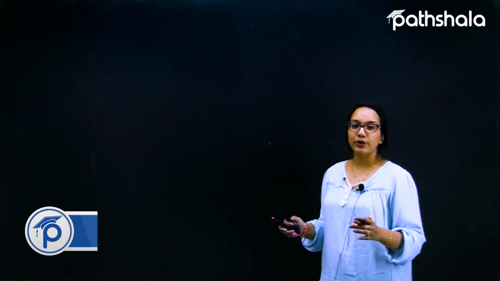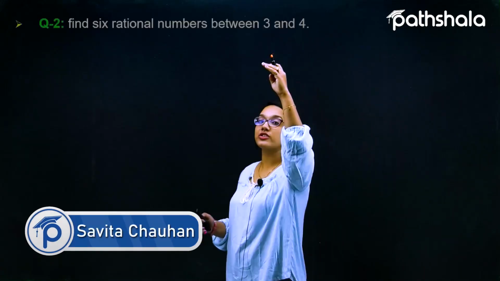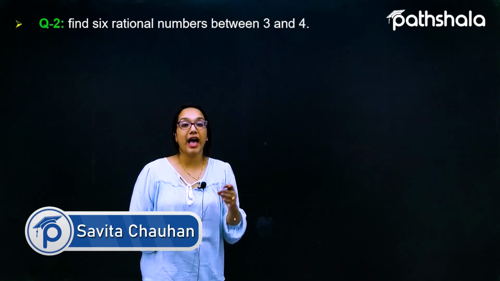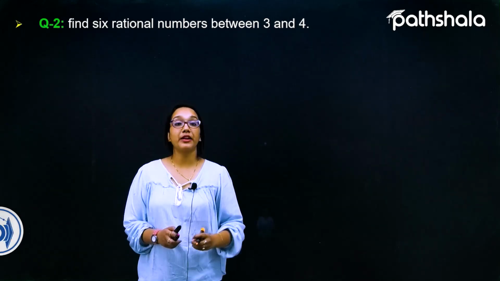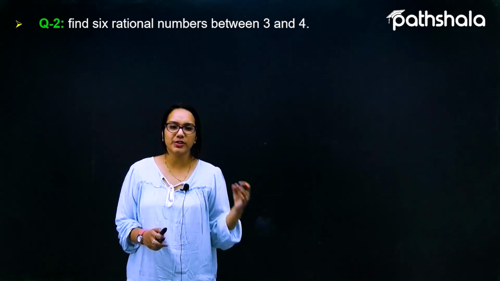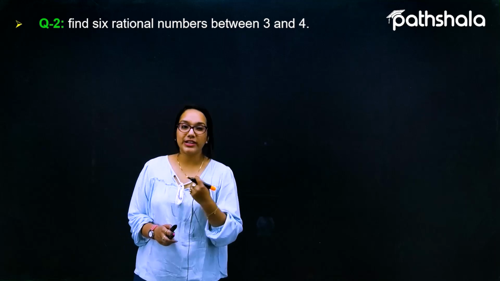So let's just move on further toward the second question, and the second question says that find the 6 rational numbers between the number 3 and 4. Now we have to find out the 6 rational numbers between the numbers 3 and 4. So it is quite an easy thing for us. So let's just start with it.